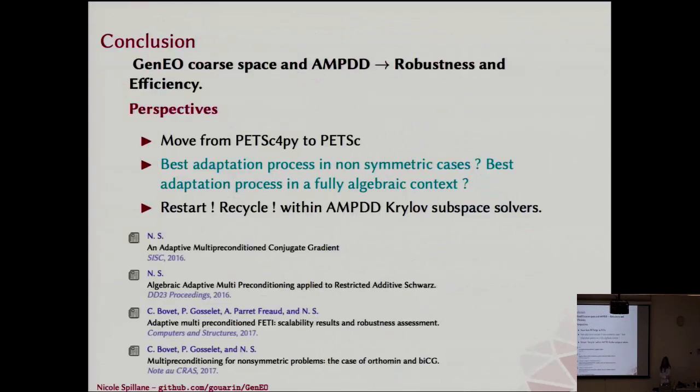Okay, so that is what I wanted to present to you. So I presented 2 ways to improve the robustness and efficiency of domain decomposition algorithms, which are the GenEO coarse space and the adaptive multi-preconditioning. So there are 2 different things. You can also use them both together if you want to. And yeah, I have added some perspectives, but I'll stop here. Thanks for your attention.